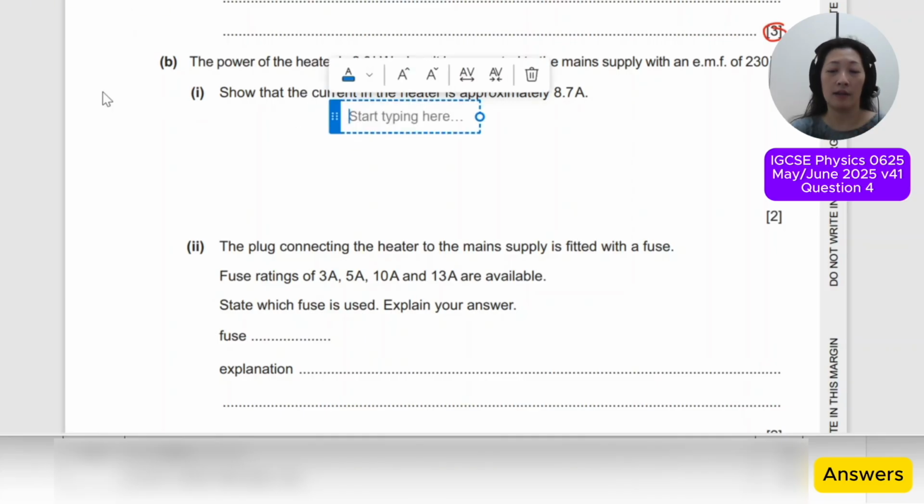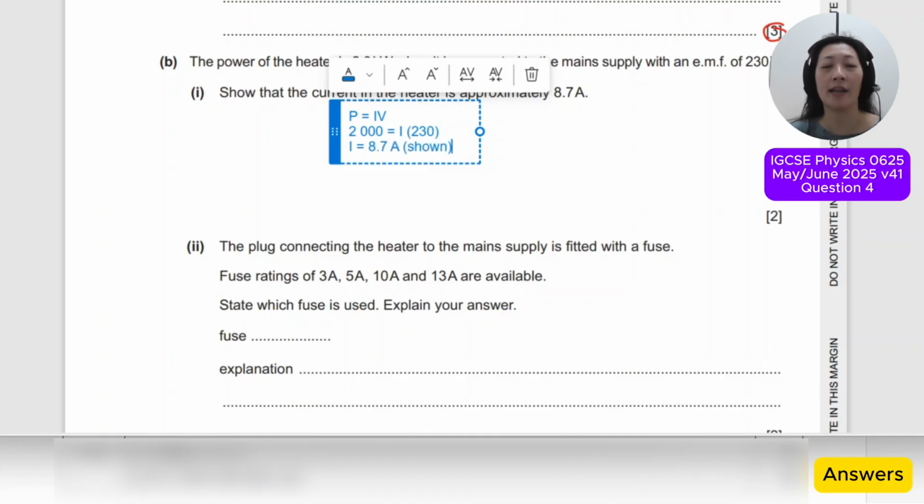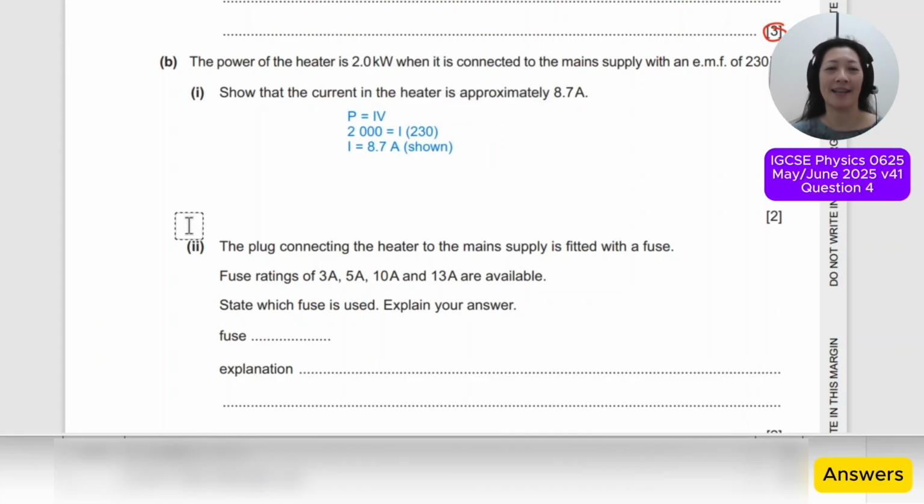So we'll put the equation of P equals IV, where I is unknown. So P is 2.0 kilowatts. We need to convert that to watts. So I'm going to put here 2000 because 2 kilowatts is 2000 watts. I is unknown and V is 230. So if you calculate this, you would get a value of 8.695665 ampere. You don't have to write all those digits out. You just round it to two significant figures, which is 8.7 ampere. And you can add here shown just to say, hey, yes, I got it.